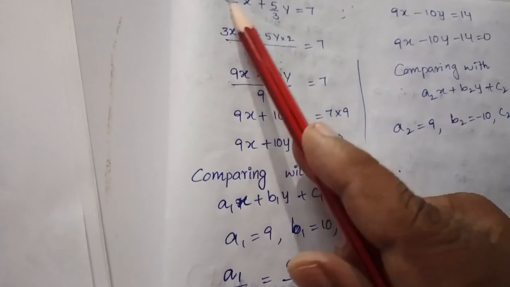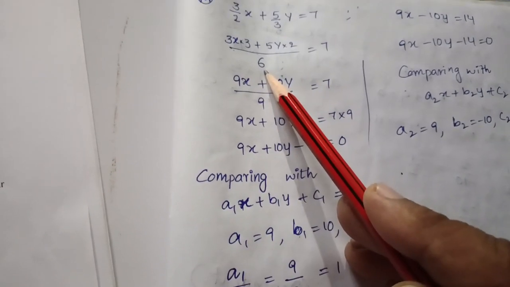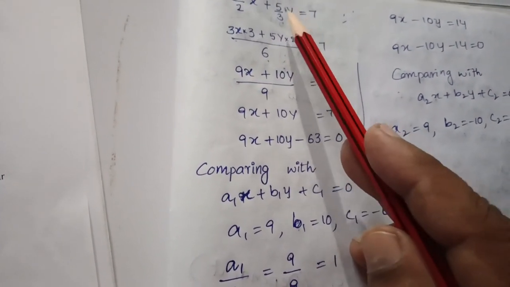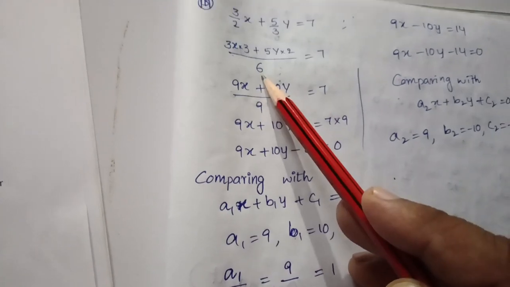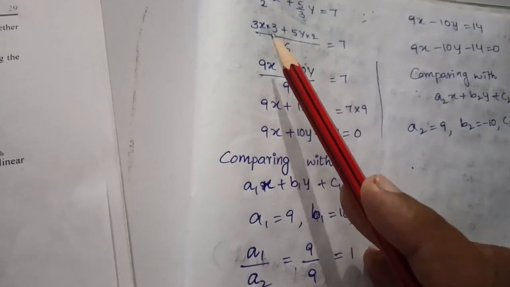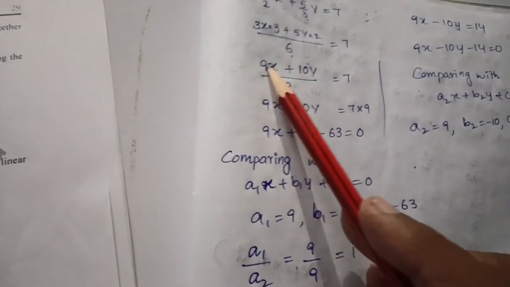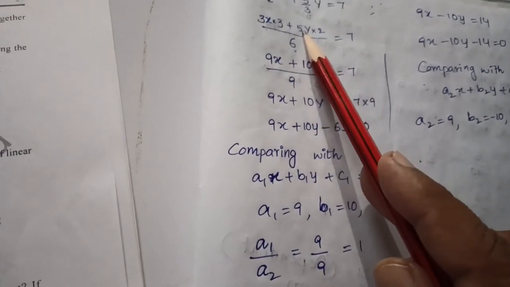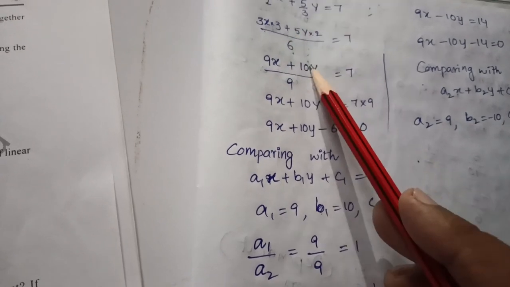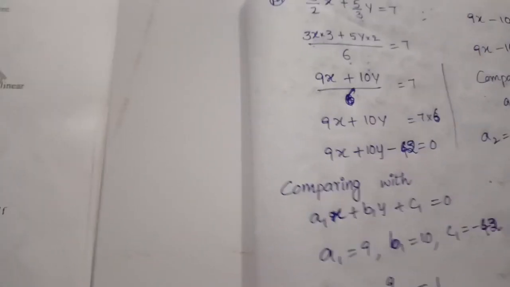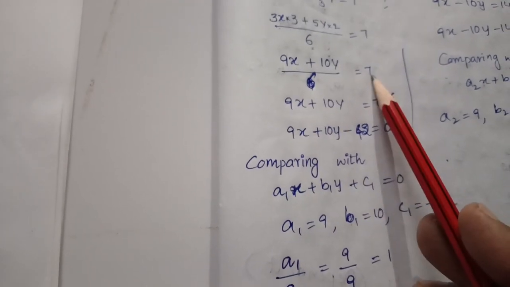So here numerator 3x is there. 2 3's are 6. So write here 3. 3x into 3 plus 5y by 3. Numerator is 5y. 3 2's are 6. So into 2. 5y into 2 equals 7 by 6. Next 3 3's are 9x. 3x into 3 is 9x. 5y into 2 is 10y. So 9x plus 10y by 6 equals 7.